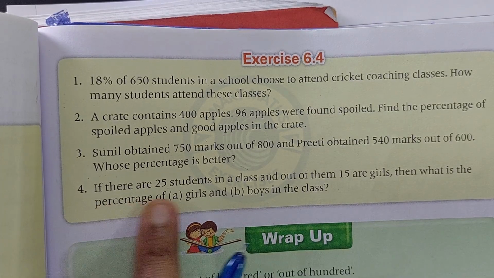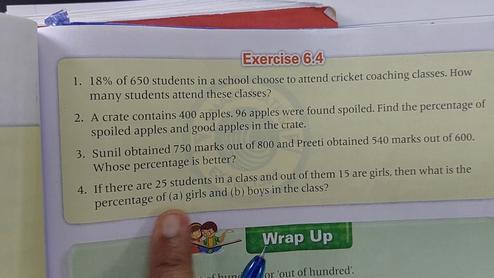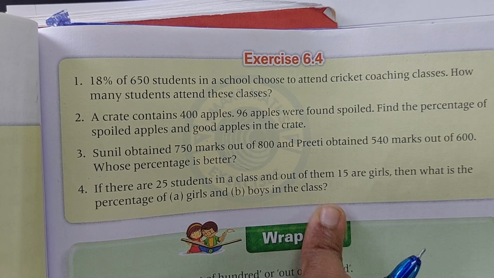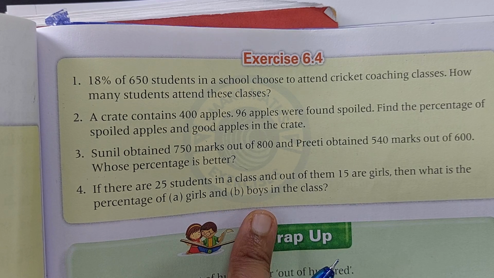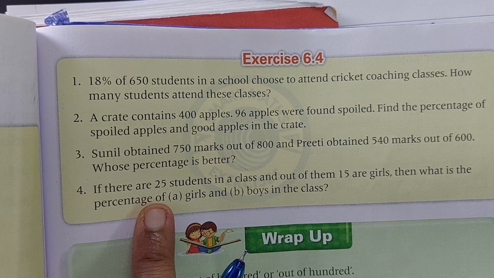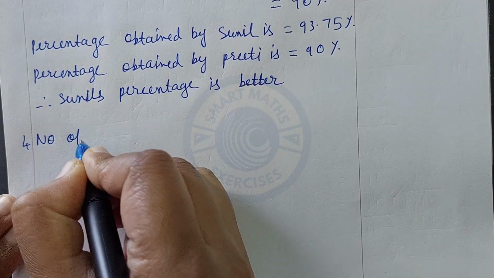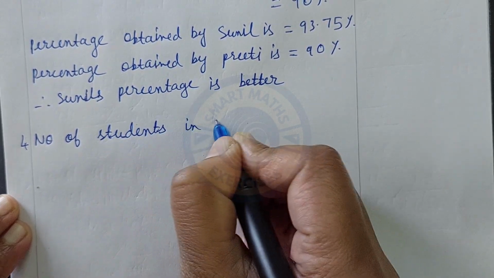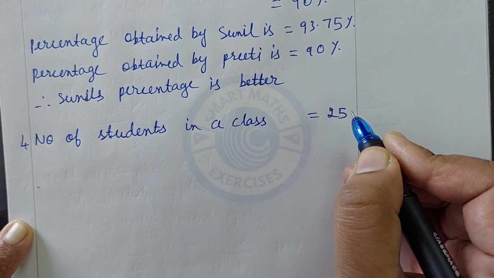Next question. If there are 25 students in a class and out of them 15 are girls, then what is the percentage of A, girls and B, boys in the class? In this question, we have to find out the percentage of girls and boys from the given number of students in the class, that is from 25 students. Write the statement. Number of students in a class is equals to 25. There are 25 students in a class.